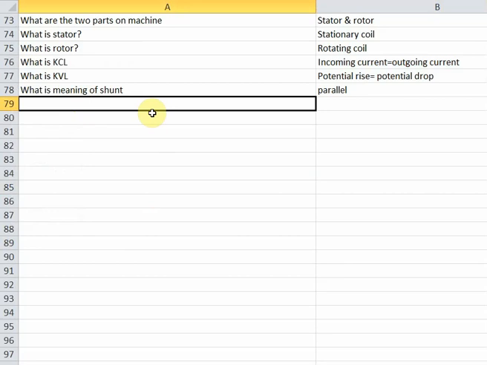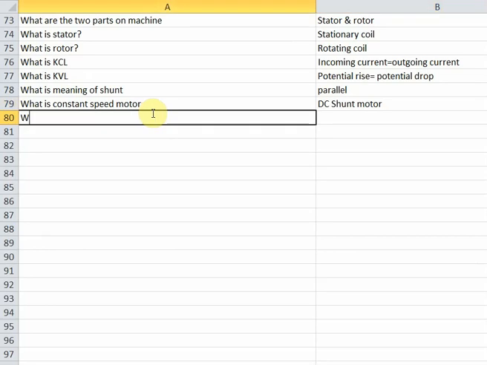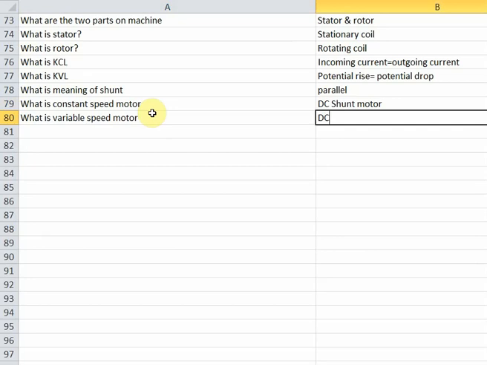Okay, what is a constant speed motor? DC shunt. Yes. So why do you want to study the shunt motor? It is a constant speed motor. So what is a variable speed motor? That is called a DC series motor. That is the differentiation.